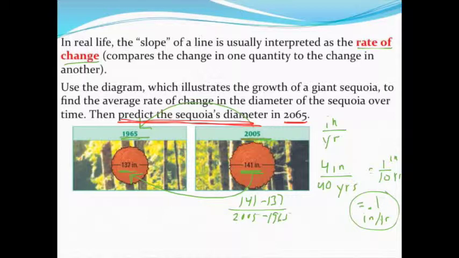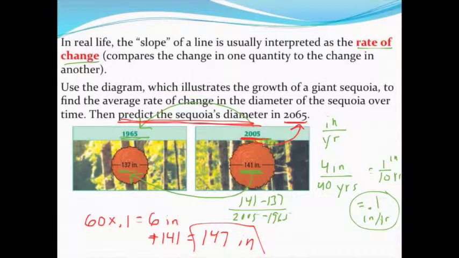Well, I can see I left off in 2005, so 60 years into the future is where I'm going. So this tree is growing for 60 years at a rate of, I'm going to multiply that, times my rate of 0.1. That gets me 6 inches. So this tree, based on my prediction, is growing 6 inches in the 60 years that we're predicting into the future. Well, if I left off at 141 inches, I'm going to add on that 6 inches of growth to get a prediction of, I would guess, if this pattern is true and nothing happens to this tree, a prediction of 147 inches in 2065.